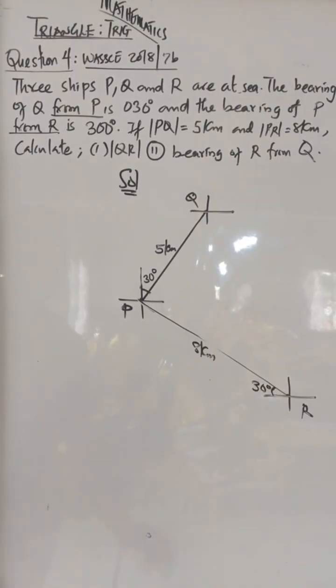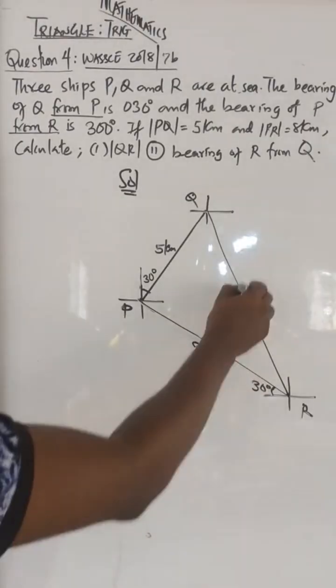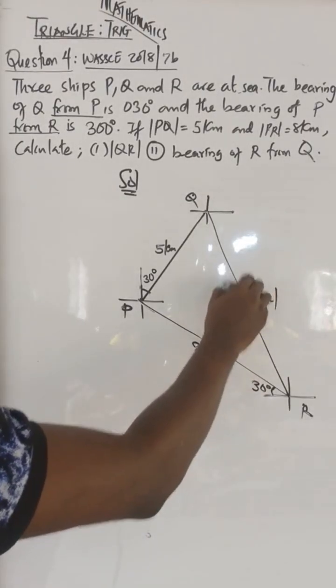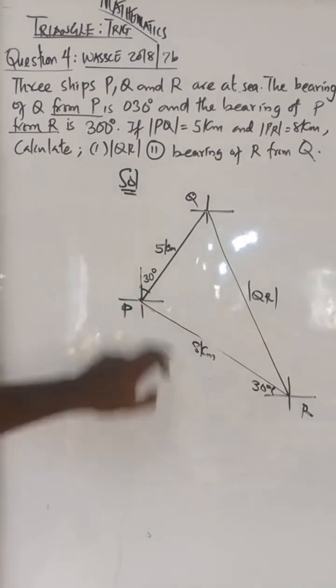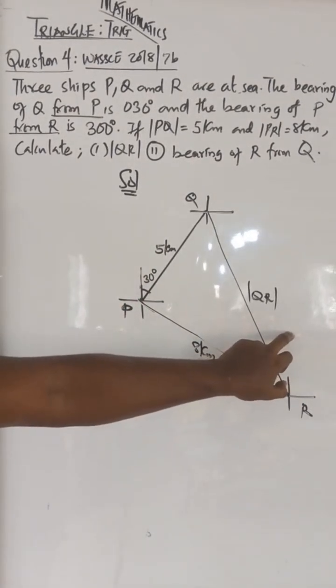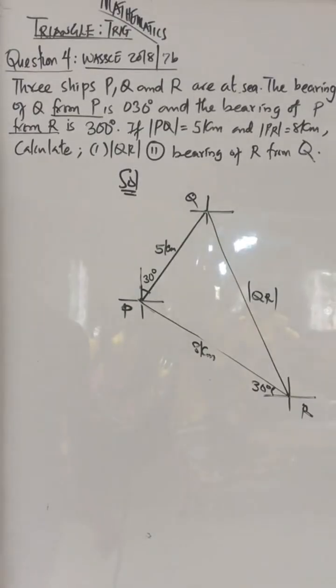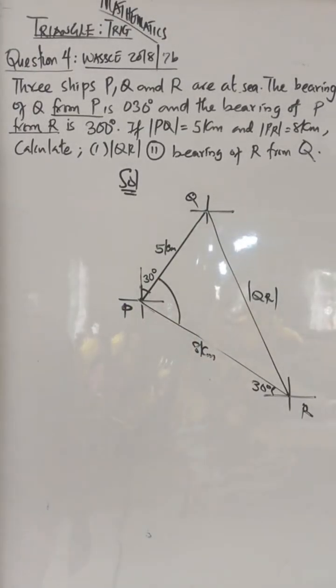Calculate QR. This Q, this R. We are looking for QR. Obviously, two sides are known. We are looking for the third side. So here, definitely, we are going to use what? Cosine rule. But to use cosine rule, we need to know this angle. We are not given it, we have to look for it.